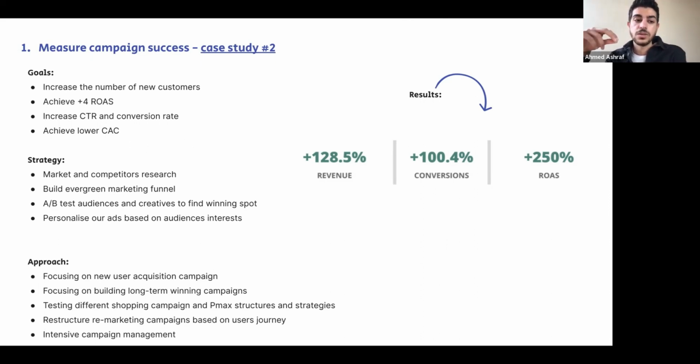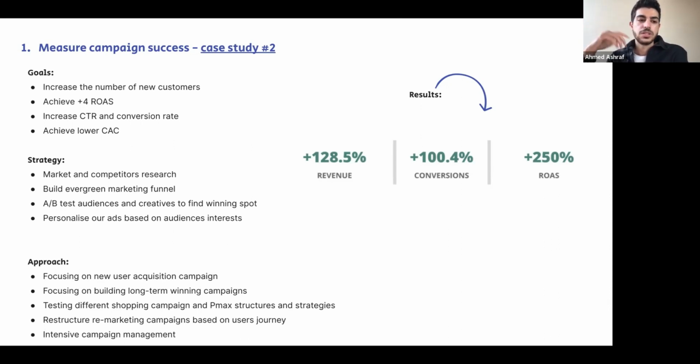Based on these goals, we developed a strategy to ensure we are doing proper marketing research and competitor research to understand where we are standing in the market, and building an evergreen marketing funnel, as the main challenge the client had was running a campaign which is successful for the long term. Then doing A/B testing based on audience, creatives, and different bidding strategies till we find the winning spot and deciding to scale based on actual data. Part of the strategy was personalizing our ads based on audience or user journey: whether they are adding to cart or checkout, or they purchased but haven't made any purchase in the future as well.